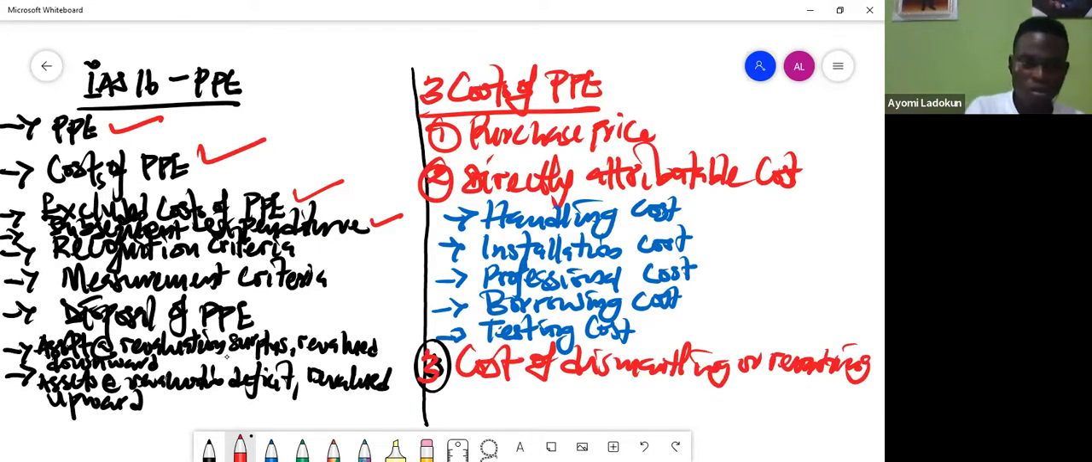Then you go to recognition criteria. What is that? Before I can recognize PPE in my accounts, initially three conditions have to be met. It must meet the definition of an asset. It must be probable that economic benefits will flow, and the cost can be measured reliably.